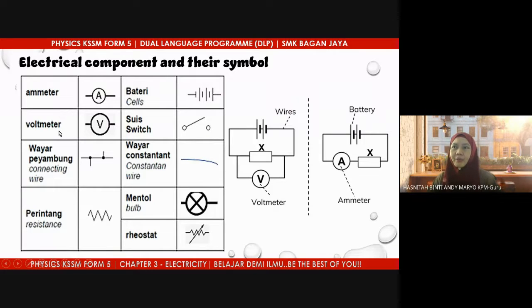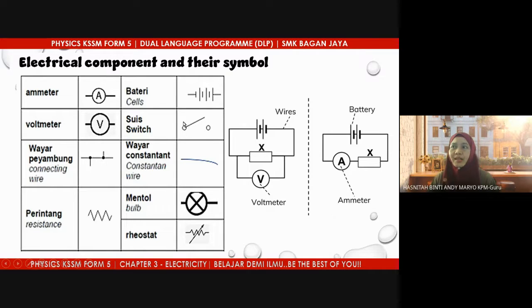And second, we have the voltmeter. Yes, to measure current, very good. And the voltmeter is a device we can use to measure potential difference or voltage. And this is the symbol for connecting wire. This is the symbol for resistance, a fixed resistance. And this is the symbol for a dry cell or battery.